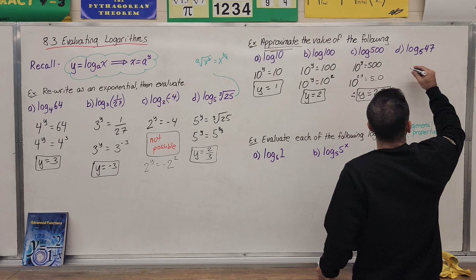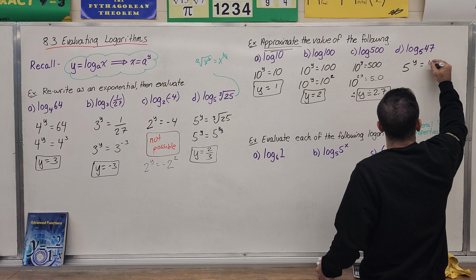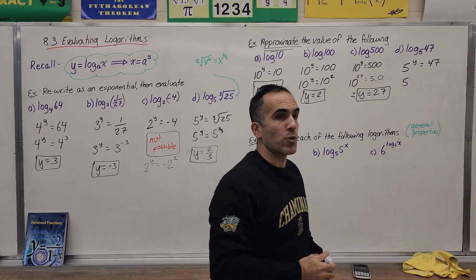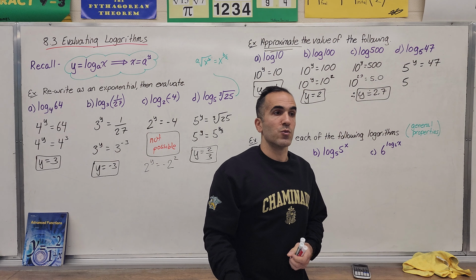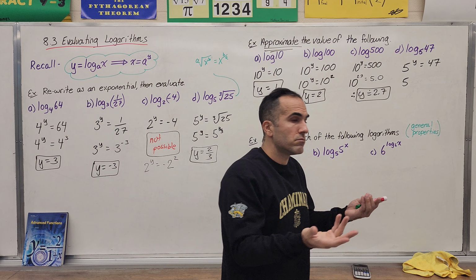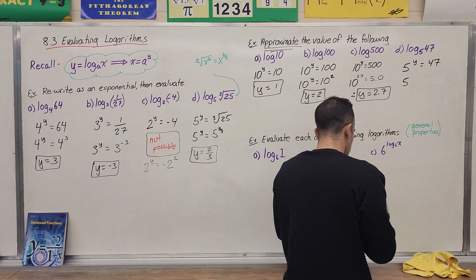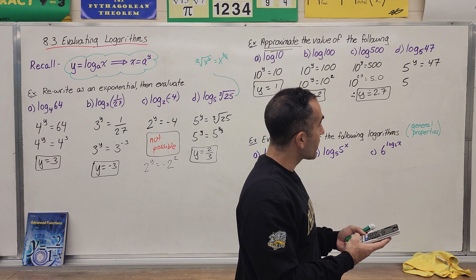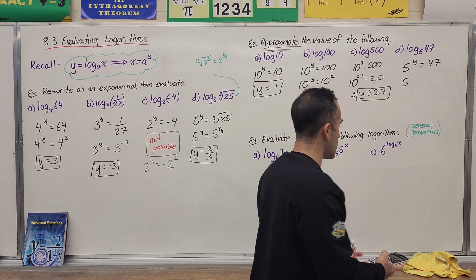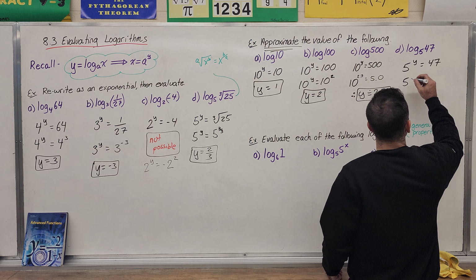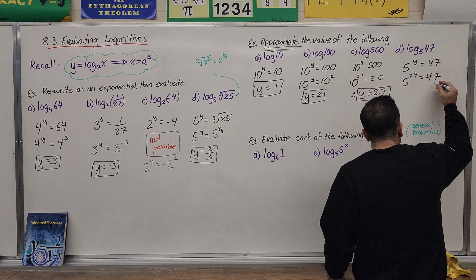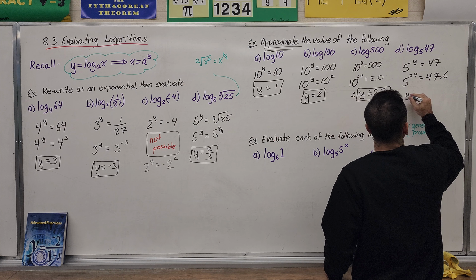Here we have another one. 5 to the something equals 47. So I got to do some trial and error. I know 5 squared is 25 and 5 to the 3 is 125. So I don't know, 2.5, 2.4. 5 to the 2.4 is 47. Totally just guessed, I swear. 47.6, therefore y is approximately equal to 2.4.